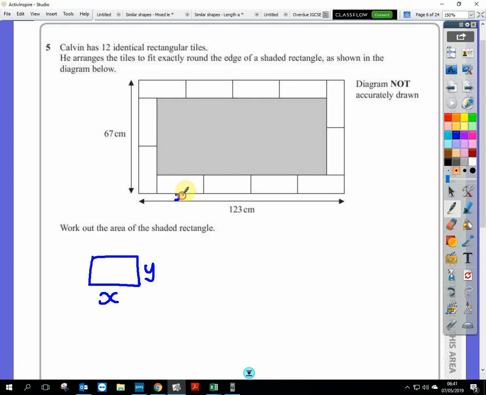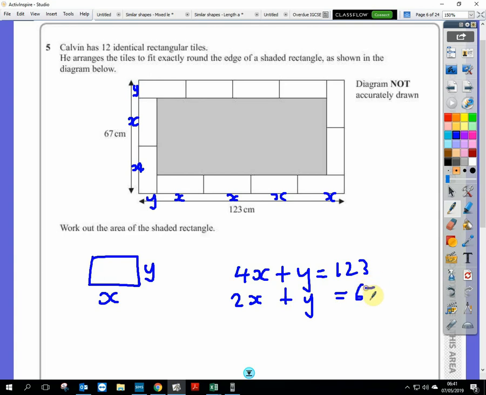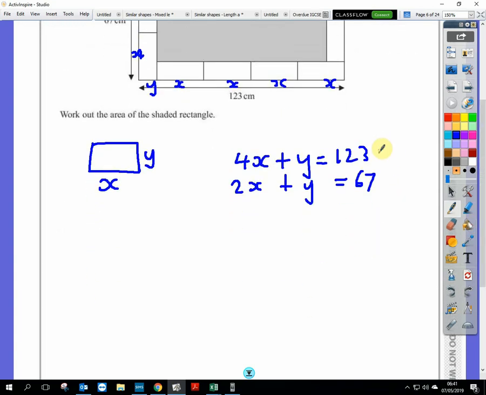So at the bottom of this shape you can see that we have 4 X's here and 1 Y. So we know that 4x plus 1y is equal to 123 according to the diagram. Along the left hand side, we have an x here and an x here and then also a y at the top. So we can see that 2x plus 1y is equal to 67. And we can use simultaneous equations to solve this.